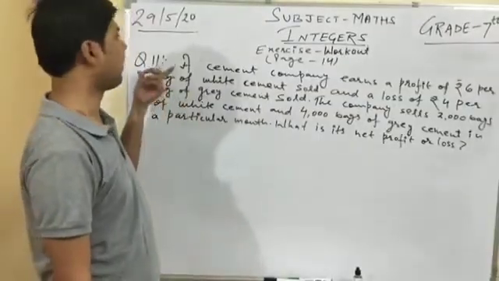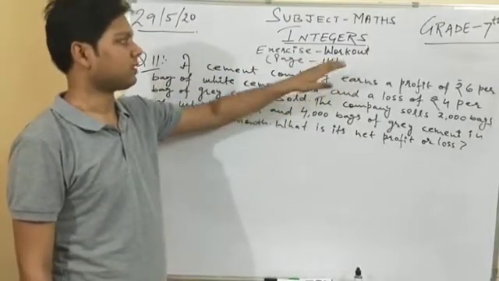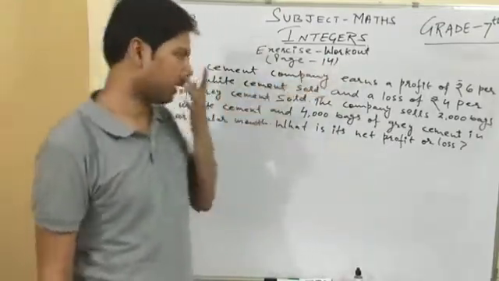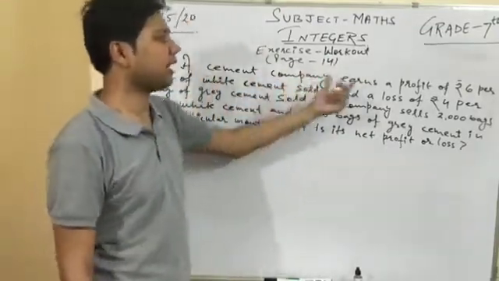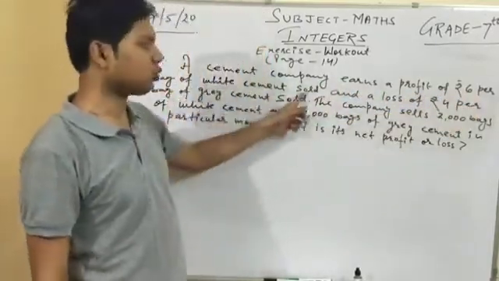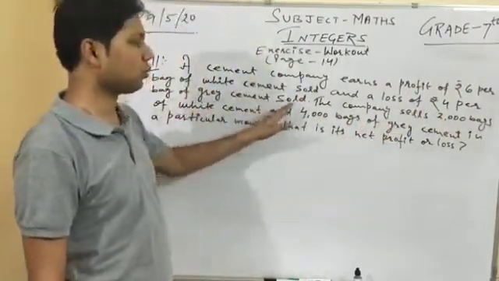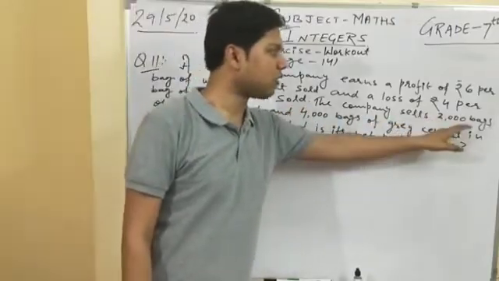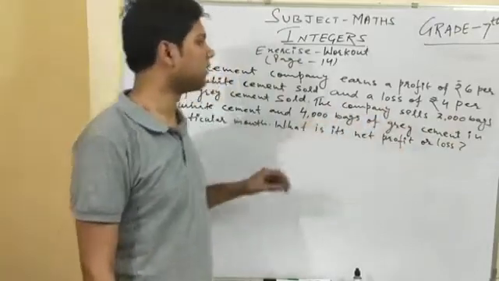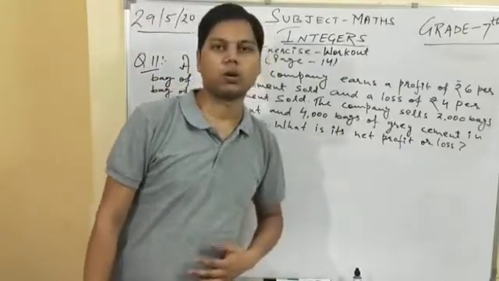Now we have question number 11 of exercise workout, page number 14. The question is, a cement company earns a profit of rupees 6 per bag of white cement sold and a loss of rupees 4 per bag of grey cement sold. The company sells 2,000 bags of white cement and 4,000 bags of grey cement in a particular month. What is its net profit or loss?